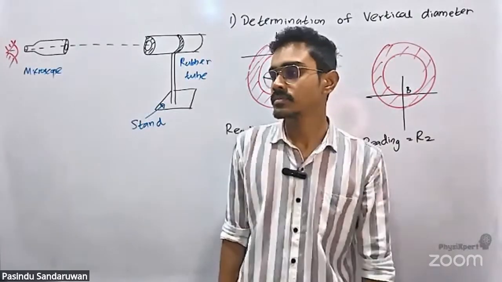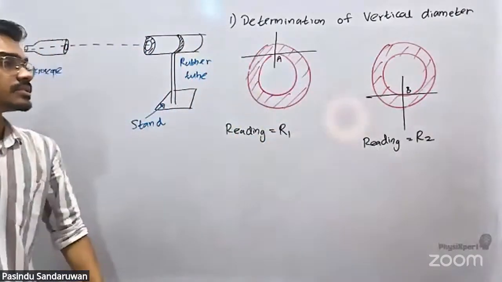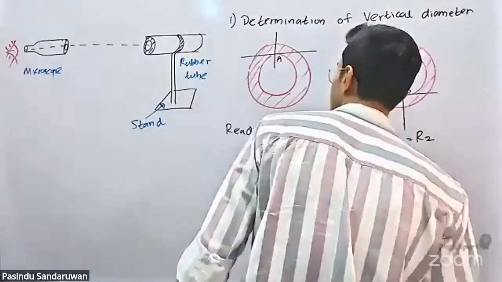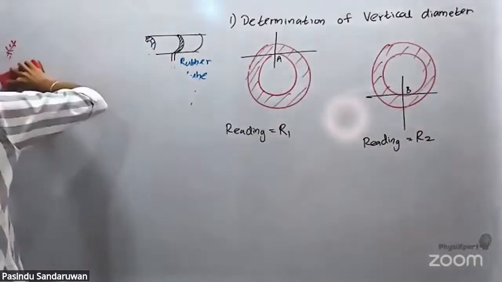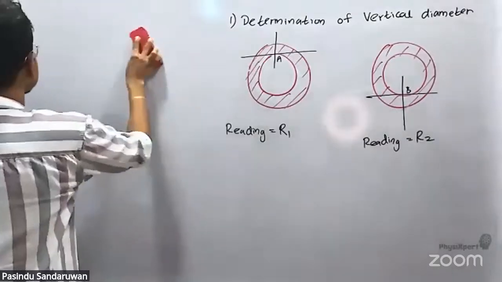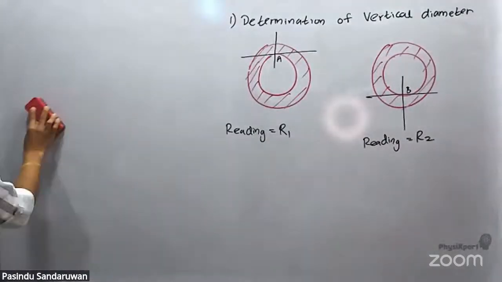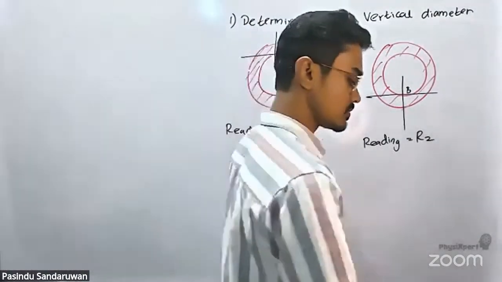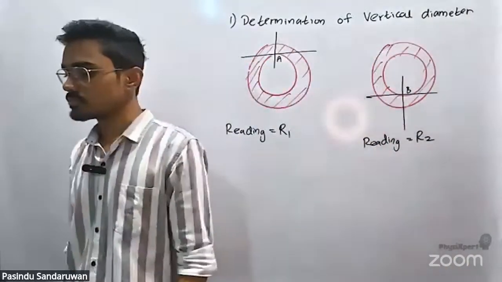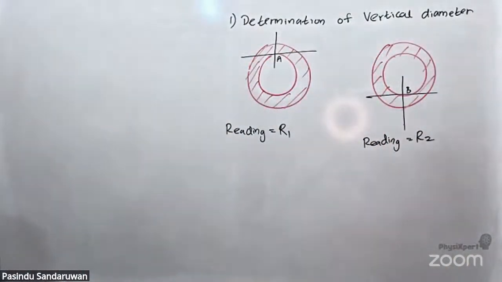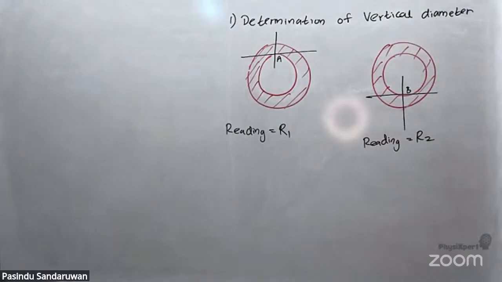Okay, take it down. And label them as A and B.